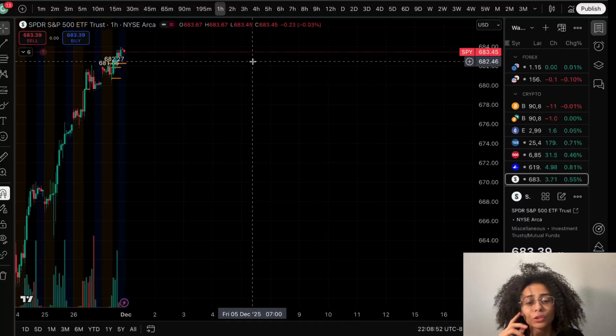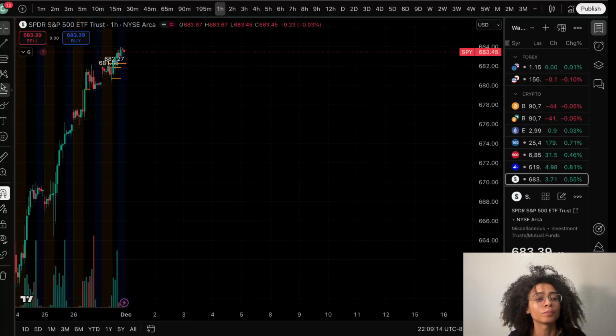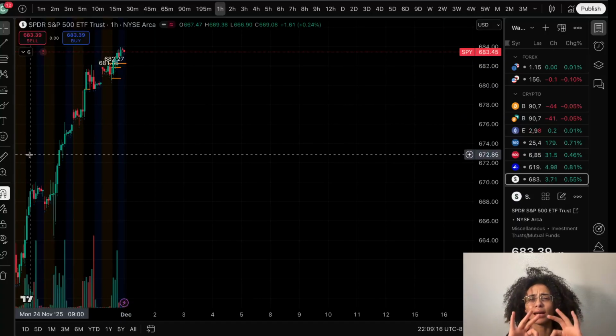Why I love the Strat is because there's only 3 types of candles: 1, 2, and 3. Everything is based on the past. Everything is based on the prior candle, the prior bar, what already happened, what is pre-existent. It makes it easier to predict the future. So I'll break down the 3 types of candles.